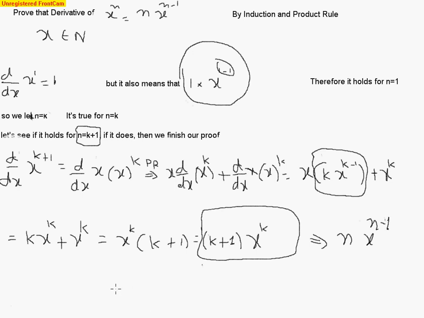So, okay, we have n equal to k plus 1. So k would equal n minus 1, which we have here. And we're done with our proof, using induction and the product rule to prove that the derivative of x to the n is equal to n x to the n minus 1.